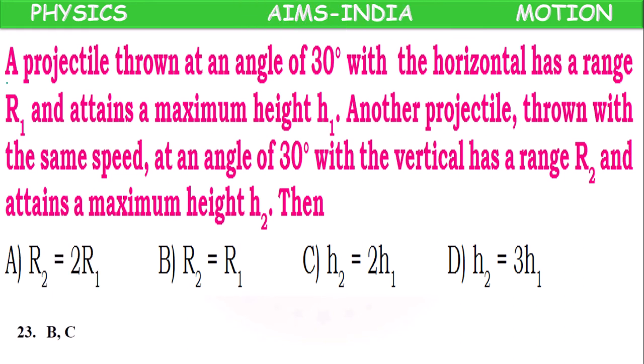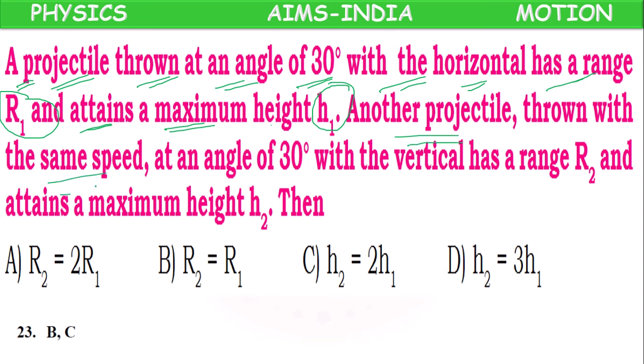Let's see 23rd question. A projectile thrown at an angle of 30 degrees with the horizontal has a range R1 and attains a maximum height H1. Another projectile thrown with the same speed at an angle 30 degrees with the vertical has a range R2 and attains a maximum height H2.